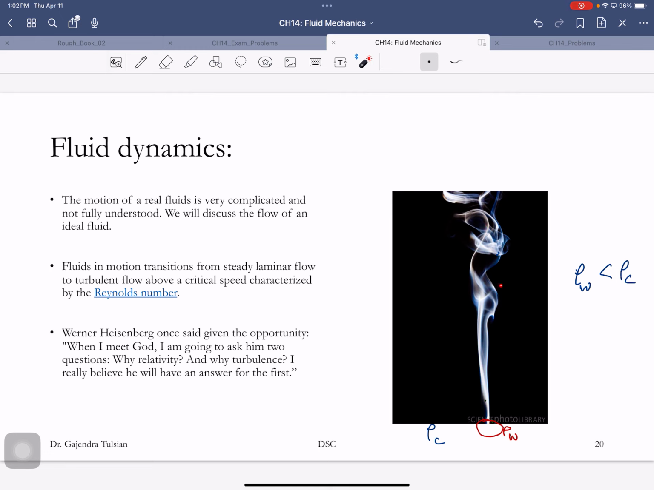When do you have turbulent flow? Above a critical speed. If a liquid moves faster than a certain speed, then you have turbulent flow. And that characteristic speed is characterized by the Reynolds number. We'll come to that. The motion of real fluids is very complicated and not fully understood. We'll discuss the flow of an ideal fluid. An ideal fluid is a frictionless fluid. There's no viscosity. All real fluids have friction to them.